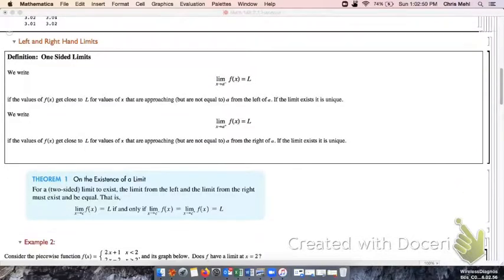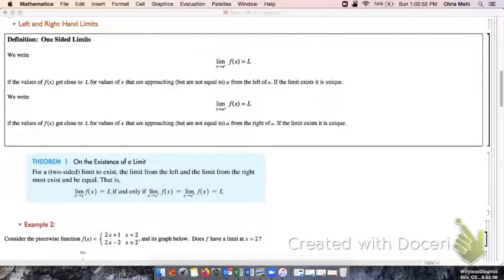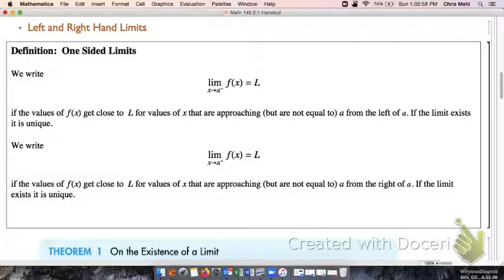Now, what you just saw was an example of what are called one-sided limits. There's a left-hand limit and a right-hand limit. With the left-hand limit, I'll box that first, I would say that the limit of f of x equals L as x approaches a from the left. This just means that as you approach a from values that are less than a, the function values on that side approach L.